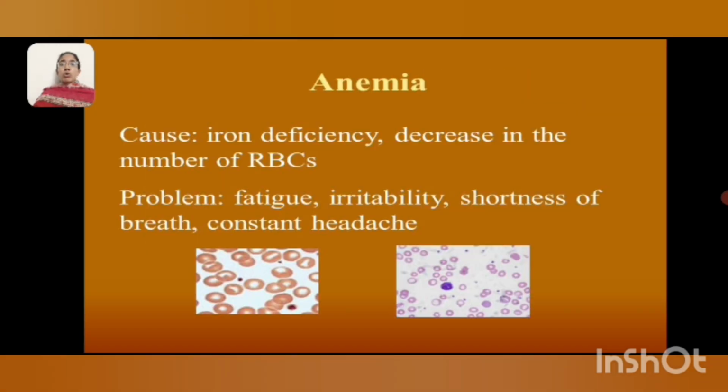Then let's see about the nutritional deficiency disorders. The first one is anemia. Anemia is an iron deficiency disorder. The causes of anemia are iron deficiency and a decrease in the number of RBCs. When the RBC, the red blood cell count, decreases in our body, it leads to anemia. When anemia affects our body, the symptoms and problems we'll face are fatigue, which is nothing but tiredness, then irritability, shortness of breath and constant headache. To prevent this, we have to take iron rich foods.